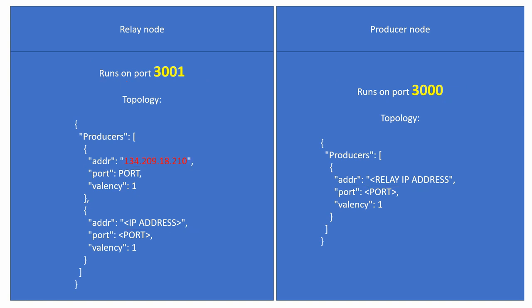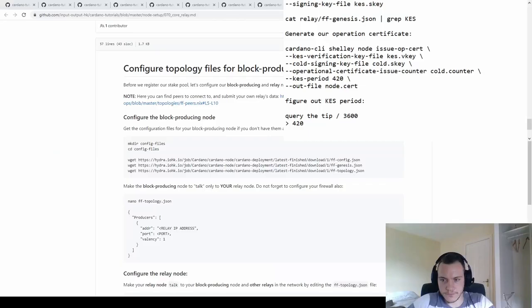So first we can change the address of the relay node to our IP address, which is going to be the same for both nodes as we're running on the same server. And then the ports. The relay node runs on 3001 but connects to 3000, so it connects to the producer node. And the producer node connects to 3001, so it connects to the relay node. And then the relay node needs relays from the network, and that's port 3001, so we need to add that, and that's it.